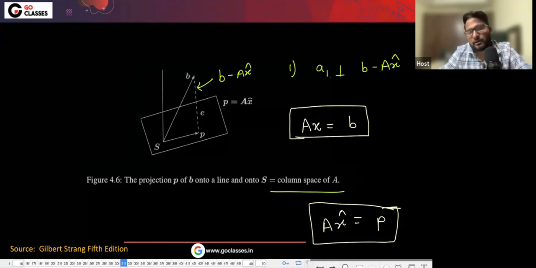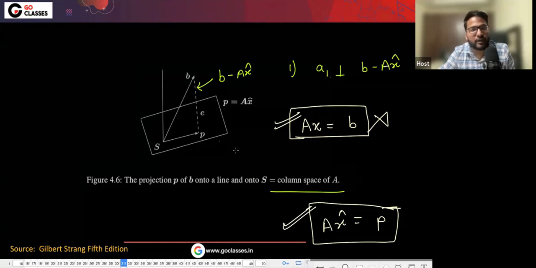By the way, suppose Ax equal to b and b is not in the column space of A. Do you have a solution for Ax equal to b? You actually don't have the solution. We will see this later on. If you don't have the solution for Ax equal to b, then what will we do? Instead of solving for Ax equal to b, which we can't solve, we will solve for A x cap equal to p.